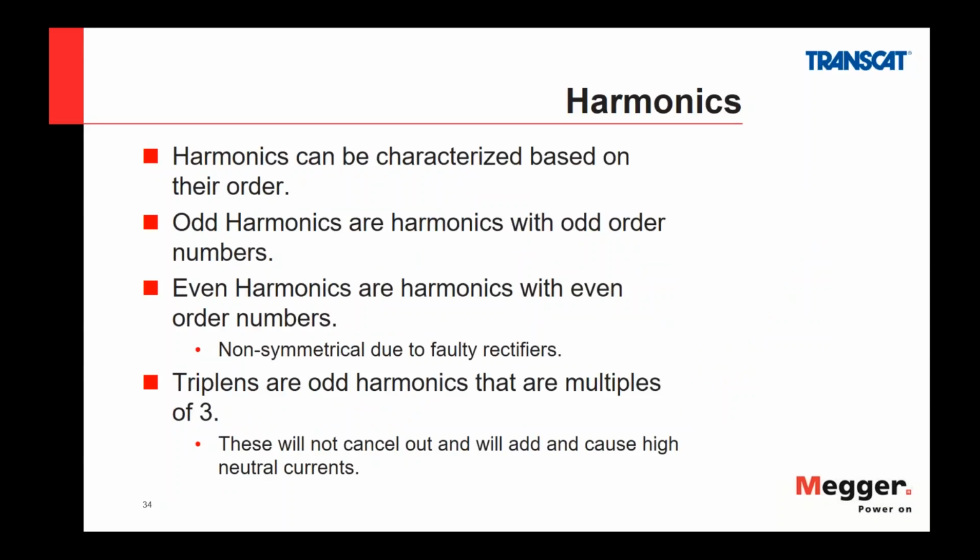So harmonics can be characterized based on their order. We have odd harmonics, which are typical. Even harmonics are not typically seen and can be an indication of faulty equipment. Since triplets do not cancel out, they create very large neutral currents. Neutral wires used to be smaller than the main wires. Now we see in plants neutral wires are typically larger than the main wires, and that is to accommodate for the potentially high neutral currents.